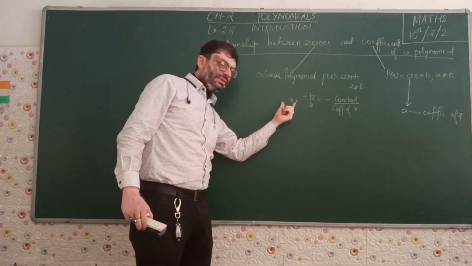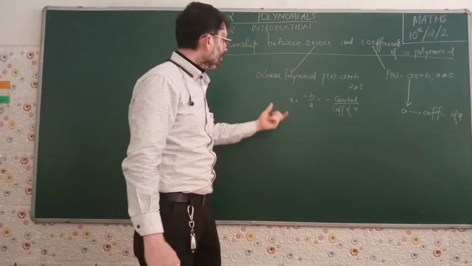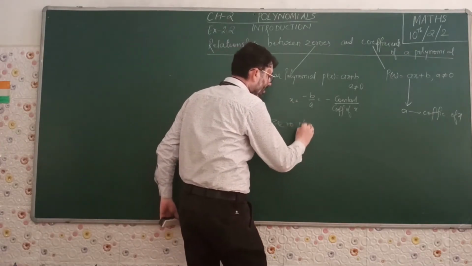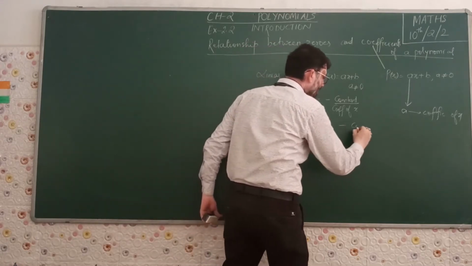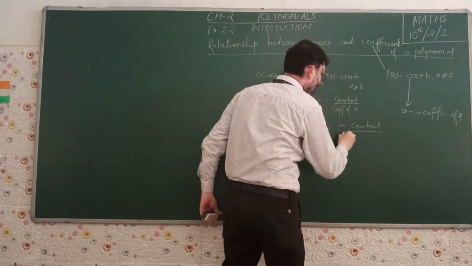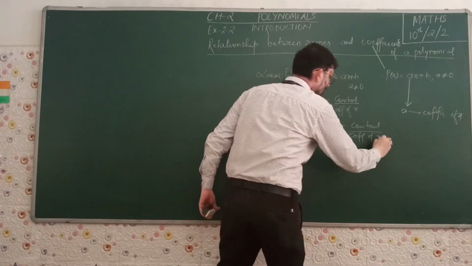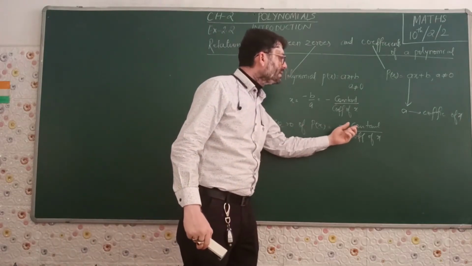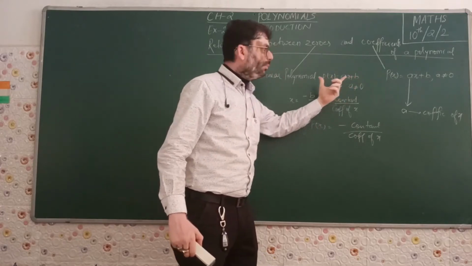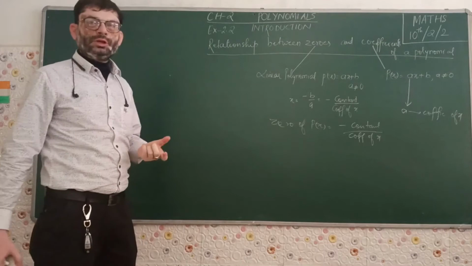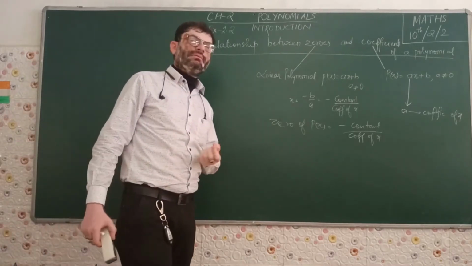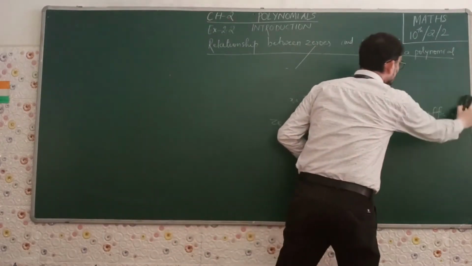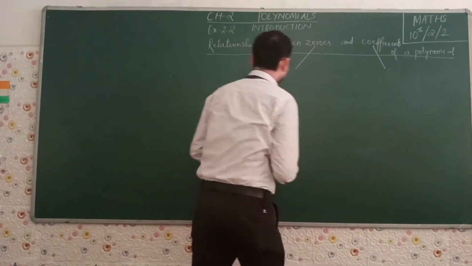The value of this x is the 0 of the polynomial. That means 0 of the polynomial can be written as 0 of p of x is equal to minus constant upon coefficient of x. Now, a relation has been developed between the 0 of the polynomial and the coefficients that are present in the linear polynomial. This was for the linear polynomial of degree 1, where there was only 1 zero of the polynomial. Moving on to our next polynomial, the quadratic polynomial.